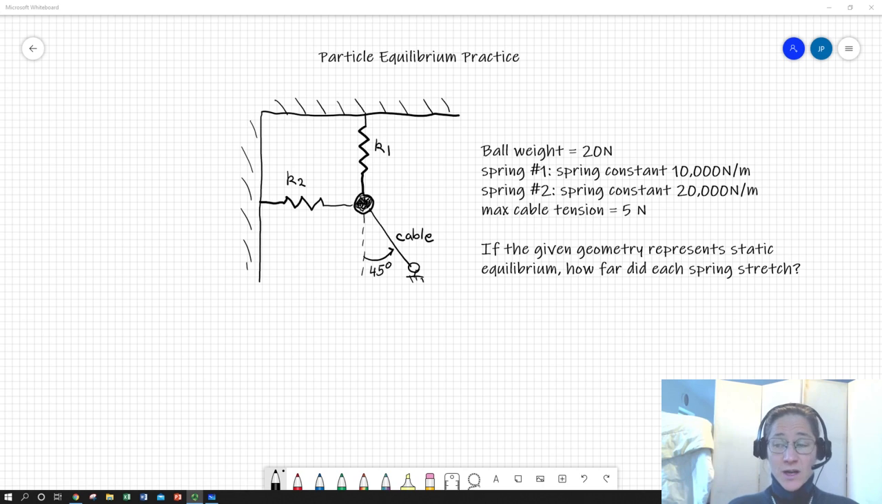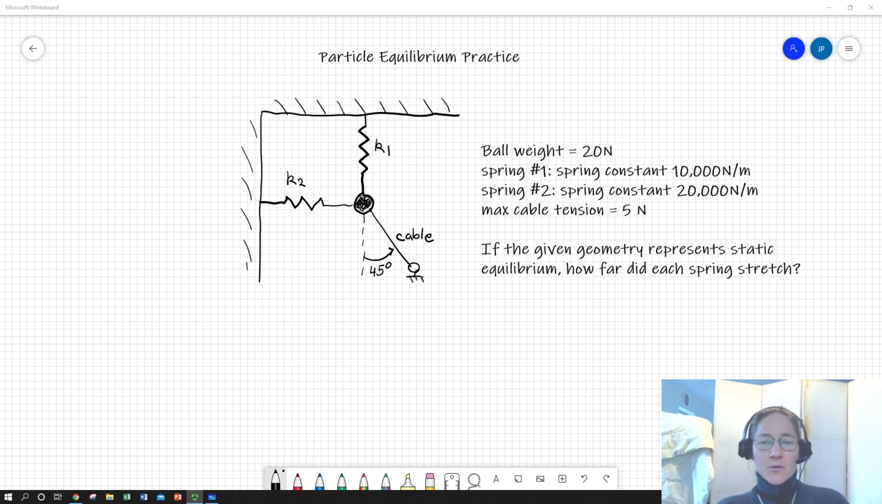As a quick reminder, particle equilibrium requires that the sum of the forces in all three orthogonal directions sums to zero, which gives us a net force on a particle that's zero. So F equals ma is zero, so our acceleration is zero, and we are in static equilibrium.